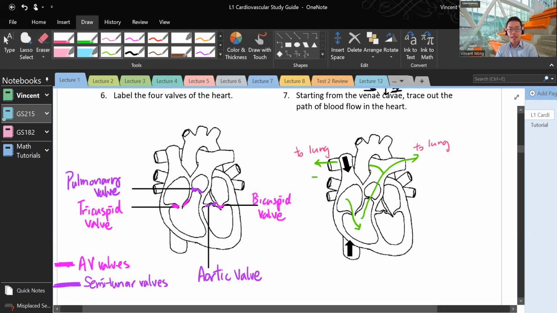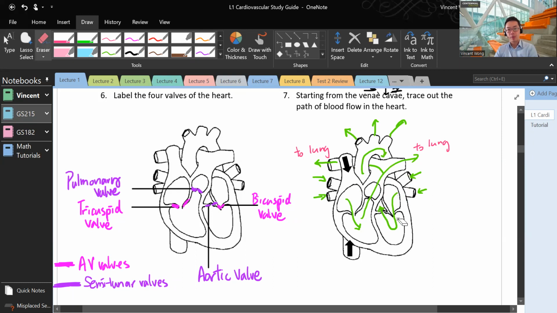And then we're going to come back through these pulmonary veins from the lungs into the left atrium, left ventricle, and up we go through the aorta. So this one will go to the right side of the body, the right arm primarily. It's going to go up to the head. It's going to go to the left arm.